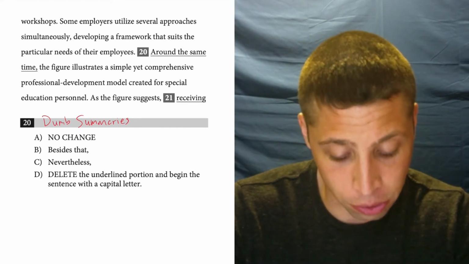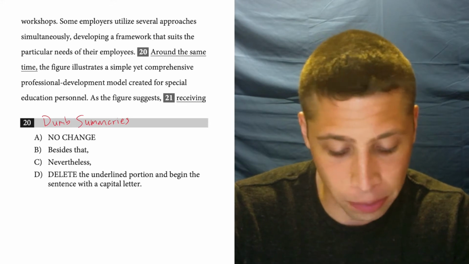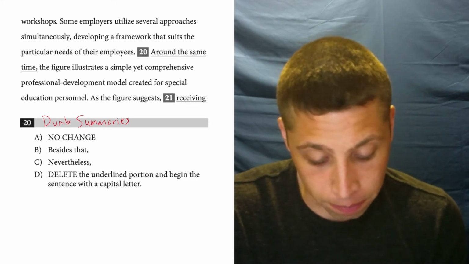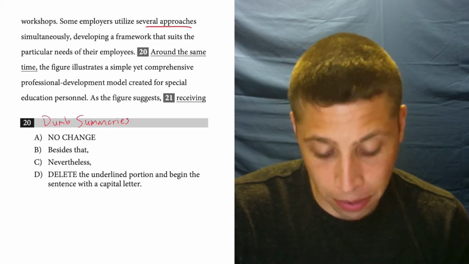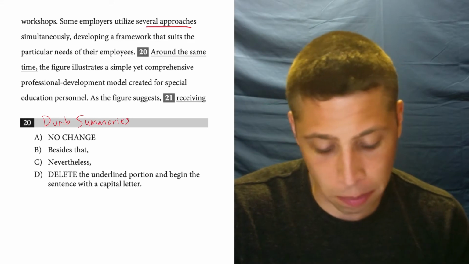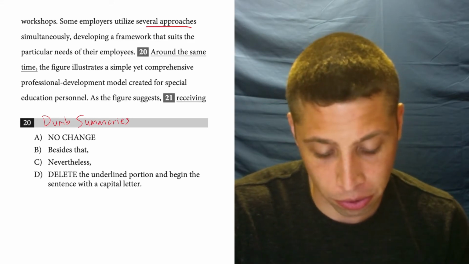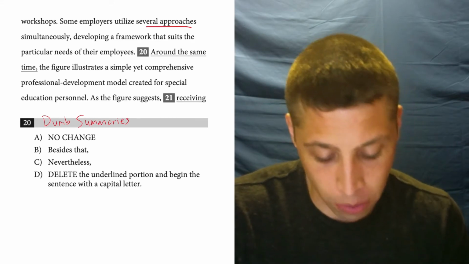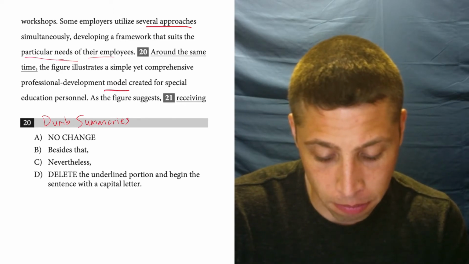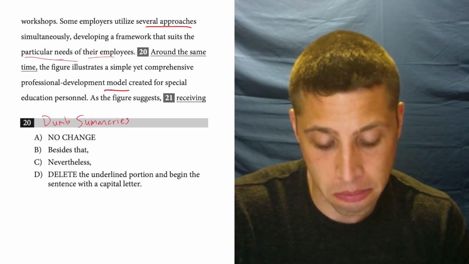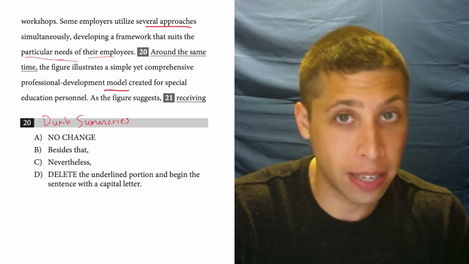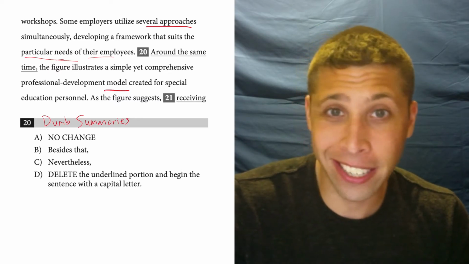Some employers utilize several approaches simultaneously, developing a framework that suits the particular needs of their employees. So, okay, several approaches. Skipping the transition, the figure illustrates a simple yet comprehensive professional development model created for special education personnel. Okay, so this is maybe one model and there's multiple models. I don't really know the relationship between these. They're not opposites. They're not that related is really what it comes down to.